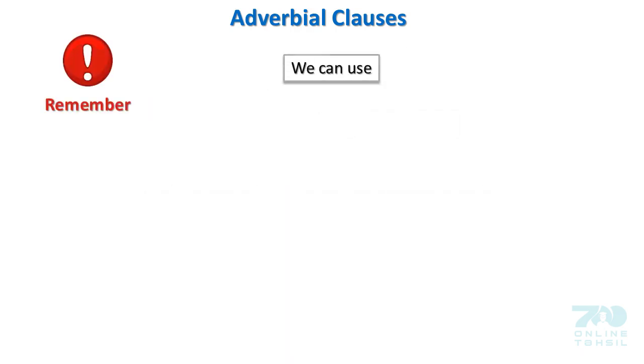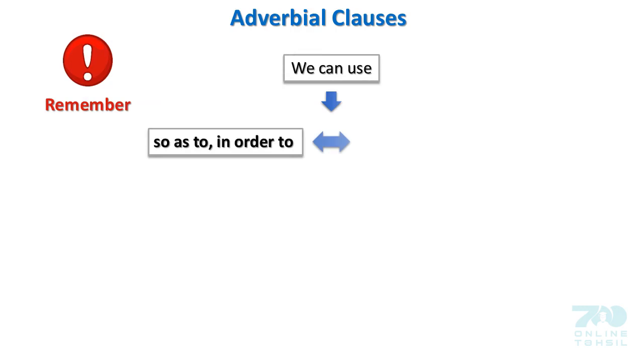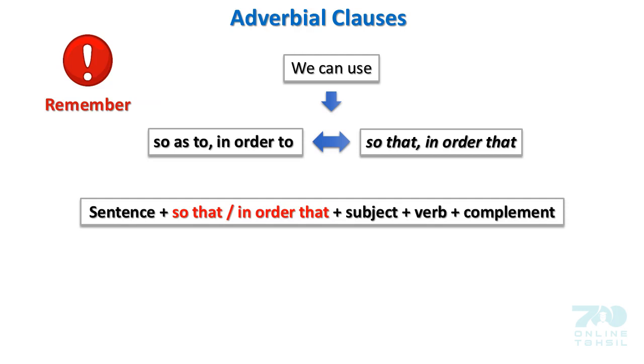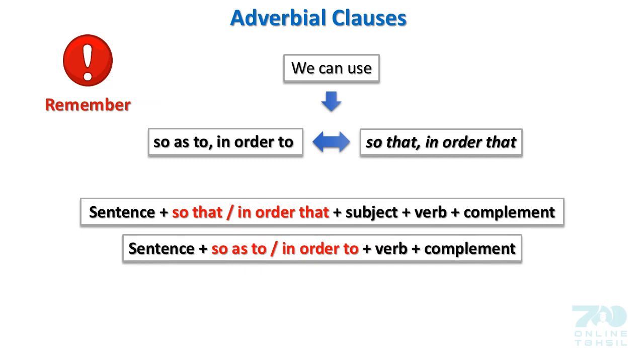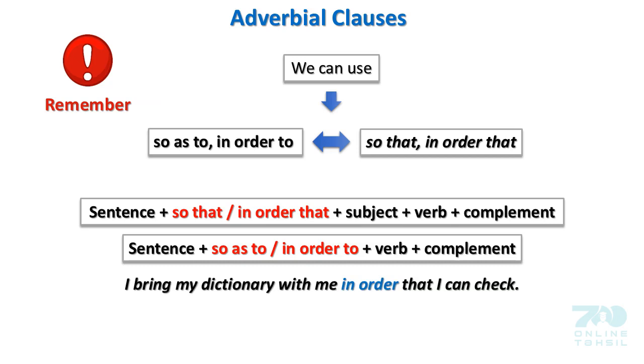Remember, sometimes we can use so as to, in order to instead of so that, in order that. Sentence plus so that, in order that, plus subject, plus verb, plus complement. Sentence plus so as to, in order to, plus verb, plus complement. Example: I bring my dictionary with me in order that I can check. I bring my dictionary with me in order to check.